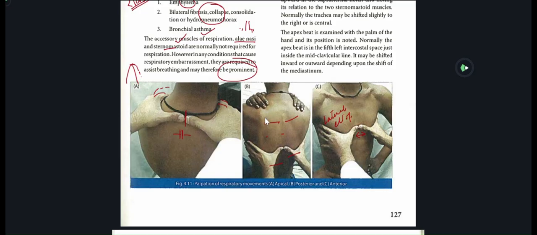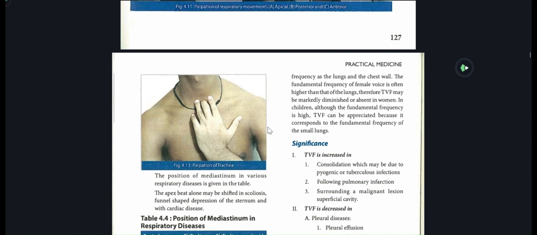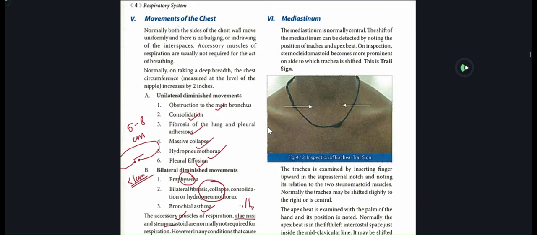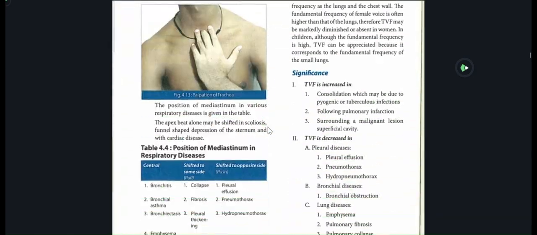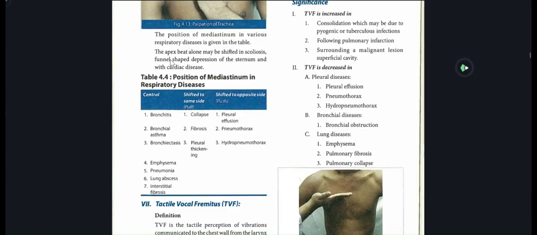Good. So anything we have to read here? Let's see. Alright. Let's come back and see the performance.